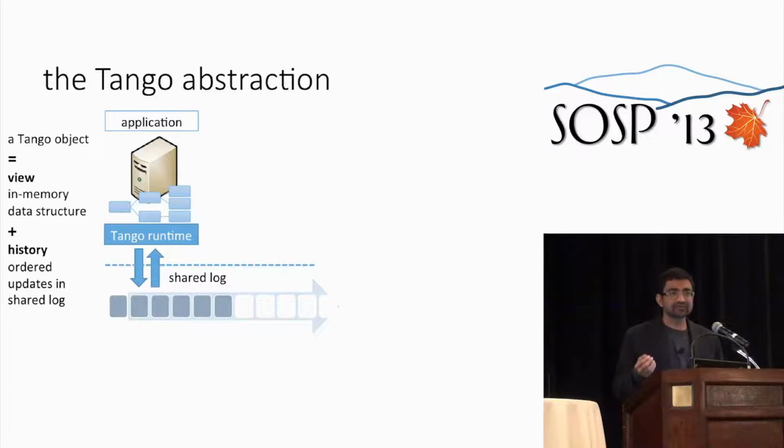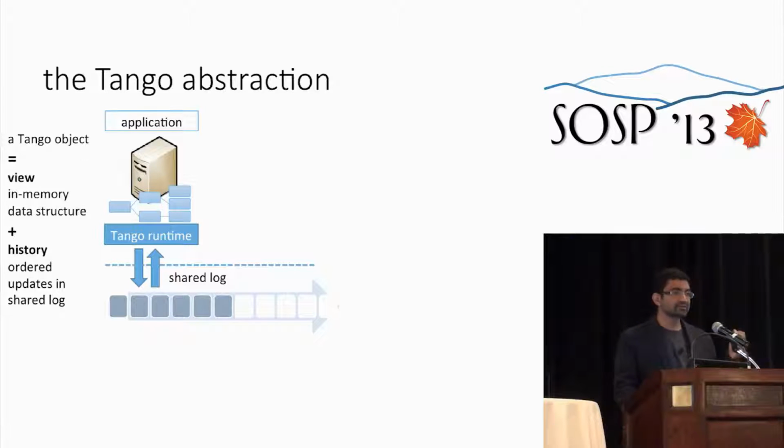Tango provides the abstraction of an in-memory data structure backed by a shared log. A Tango object has two components. It consists of an in-memory view, which is just a data structure on the client, and a history, which is an ordered sequence of updates that lives in the shared log. Now, the shared log is a magical entity. It's scalable, fault-tolerant, persistent, and it resides across the network. Later in the talk, I'll tell you how we realize such a shared log. The way this works is when a Tango client wants to update the object, the Tango runtime, which is a client-side library, commits an update to the shared log and then modifies the local view.